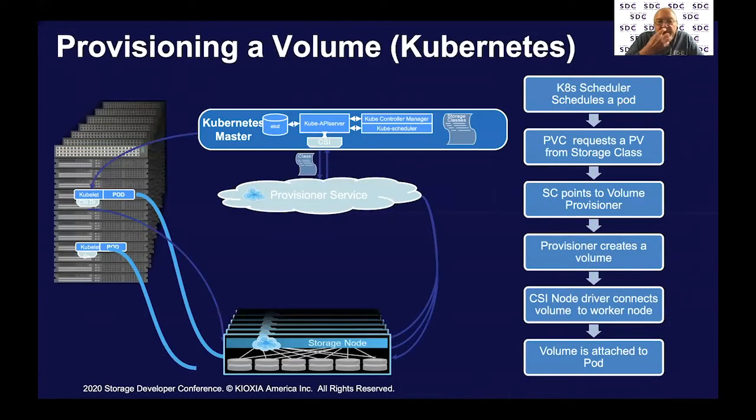He's also going to get into provisioning a volume using the container storage interface. And he digs into a Kubernetes scheduler. He talks to volume provisioners. Volume provisioner creates a volume. CSI node, which is the container storage interface node driver, connects volume to the worker node. And then you're off and running. But please visit this talk, and if you're interested in Kubernetes and how the storage plugs in, please give it a look.